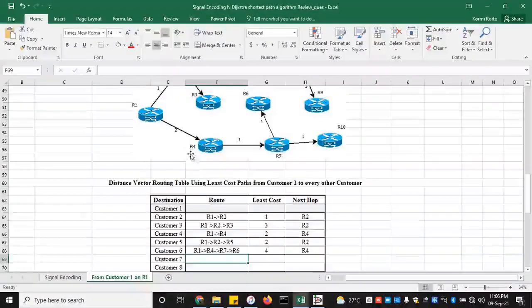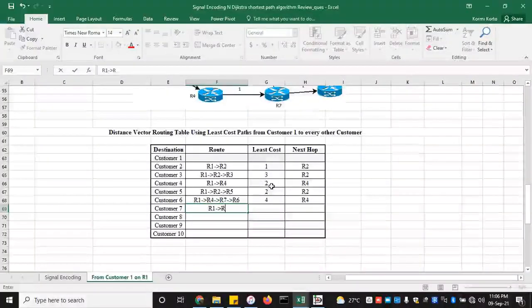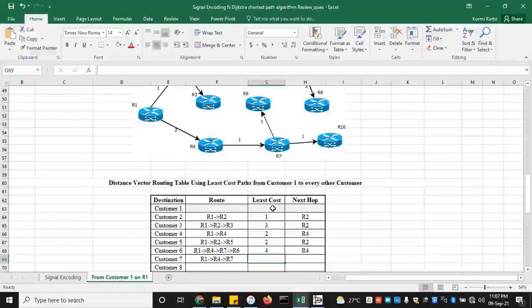For 7, it was 3, which was from R1 to R4 to R7. And that was 3, right? Yep, it's 3. And the next hop was R4.